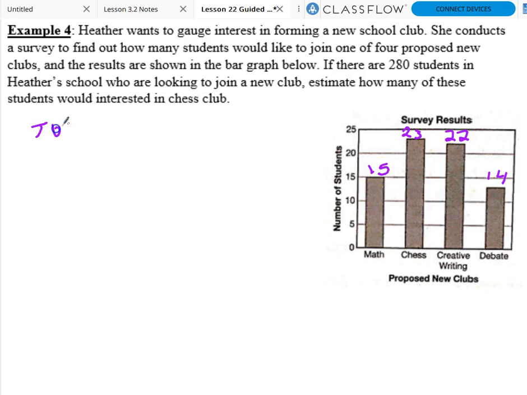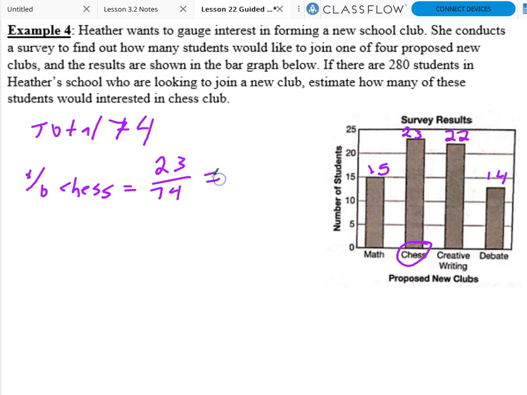So in this bar graph, there's a total of 74 people surveyed for which club they want to join. So we're specifically looking at chess. So we've got to figure out what percentage of people said they would do chess. So we said 23 out of 74 people polled said they want chess, which is roughly 31% or 0.31.